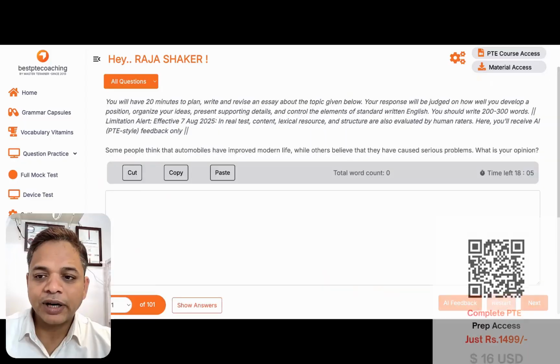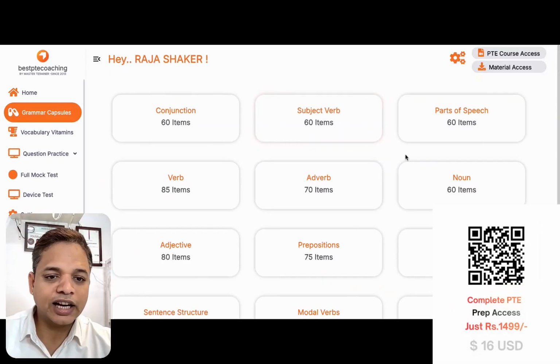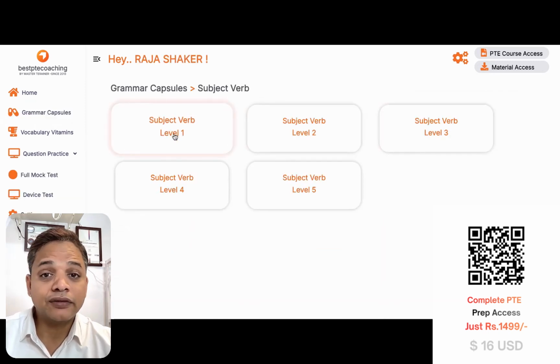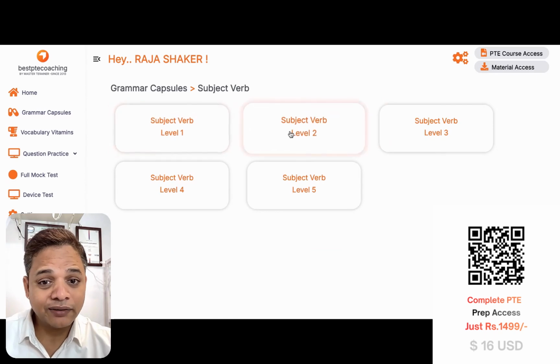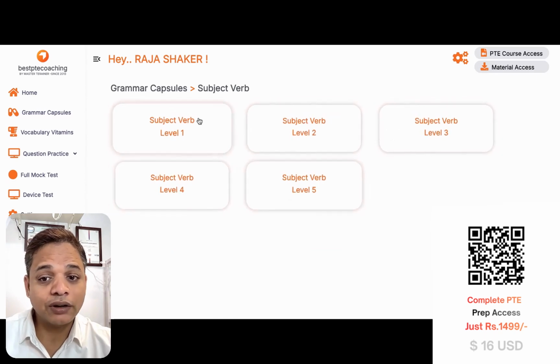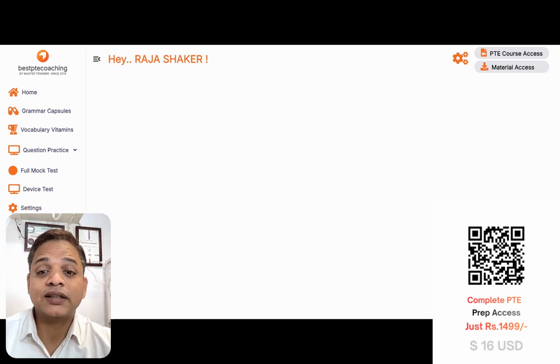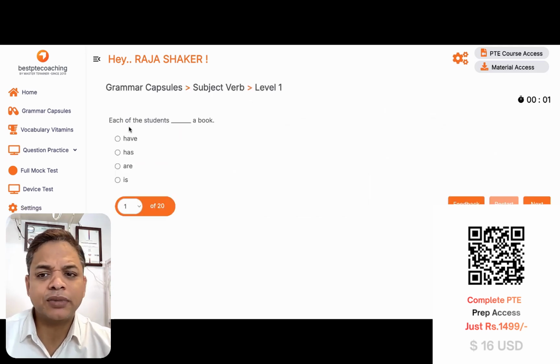Let me show you. In the practice portal, you see there is something called grammar capsules. Let's say you have a problem with subject verb agreement. I have designed level 1, level 2, level 3, level 4, level 5 subject verb agreement exercises. Please see. Let me show you one simple example. Each of the students blank a book: have a book, has a book, are a book.